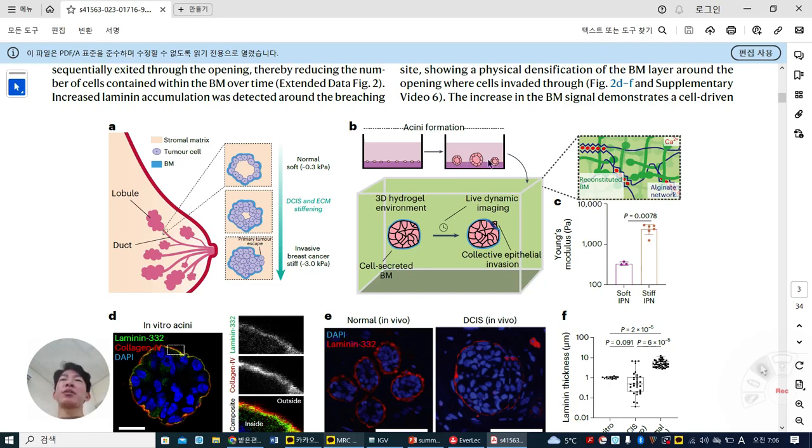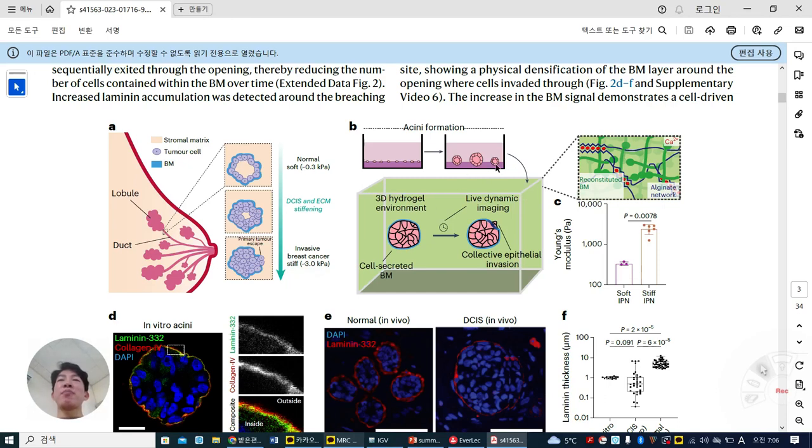And then they collect these acini and implant them into two different stiffness gels, called a soft interpenetrating network gel and a stiff one. For making these two different soft and stiff gels, as you already know, they are using alginate plus Matrigel, reconstituted BM. And then they only change the calcium concentration to make two different stiffnesses. So basically, all the protein composition is the same, but only the calcium concentration is different between the groups.